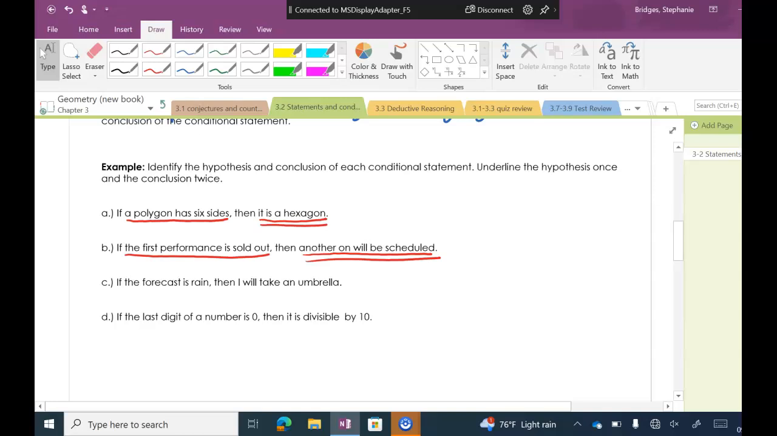Hypothesis once, conclusion twice. Underline the hypothesis once, your conclusion twice, on both C and D.